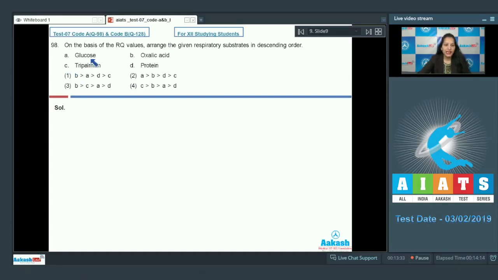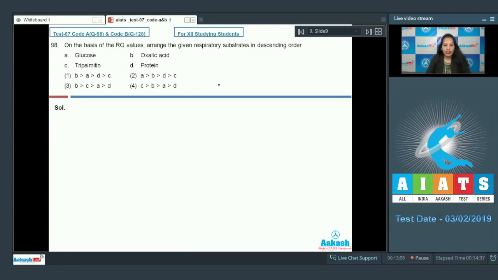Question number 98. It is a very interesting question. On the basis of the RQ values, the respiratory quotient values, arrange the given respiratory substrates in descending order. A. Glucose. B. Oxalic acid. C. Tripalmitin. D. Protein. First of all, you should know about the RQ values of these given respiratory substrates.